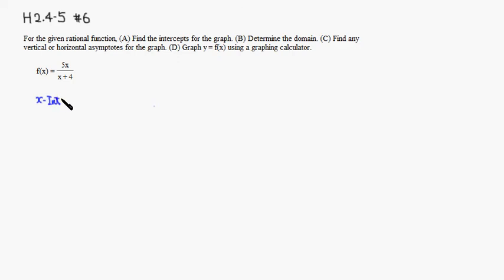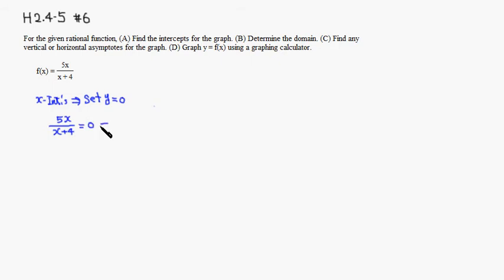we need to set y equal to 0, right? So set y equal to 0. Just set the whole function equal to 0. So seems like you have a 5x over x plus 4, and we set this equal to 0, right?